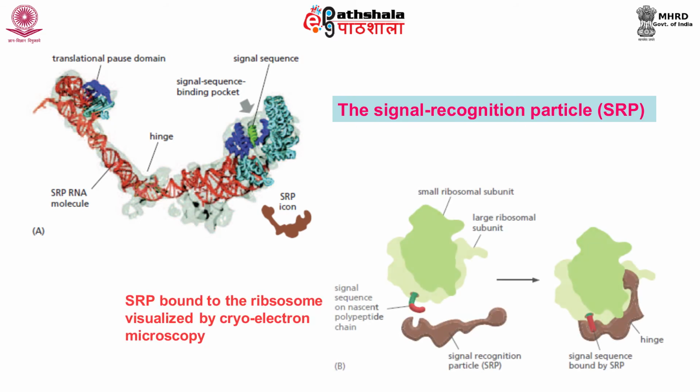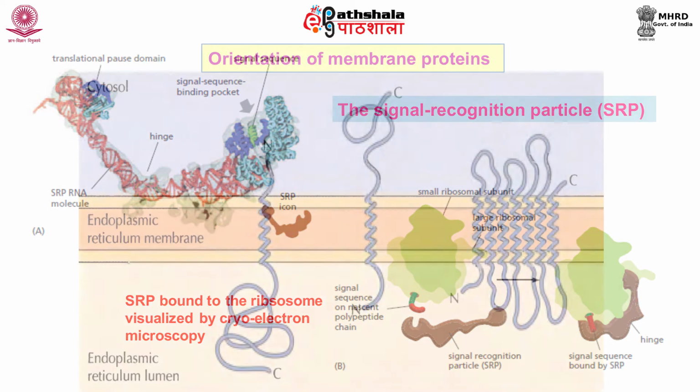Figure B shows binding of SRP to the large ribosomal subunit so that its signal sequence binding pocket is positioned near the nascent chain exit site and its translational pause domain is positioned at the interface between the ribosomal subunits.